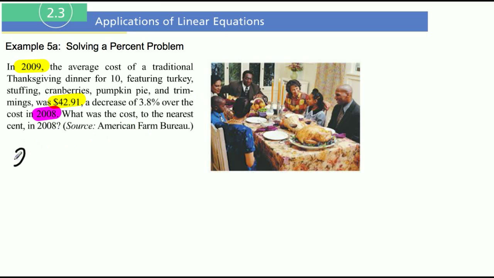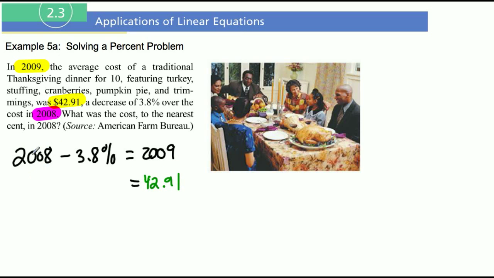So if you start in 2008, whatever that price was, so in 2008 we have some kind of price, and then we decrease by 3.8%. So whatever that is, that's going to be equal to our new price in 2009. Okay, our price in 2008, subtract 3.8%, and that equals our new price in 2009. That's basically what this is saying right here. So we know what 2009 is, $42.91. So we can replace 2009 with $42.91.